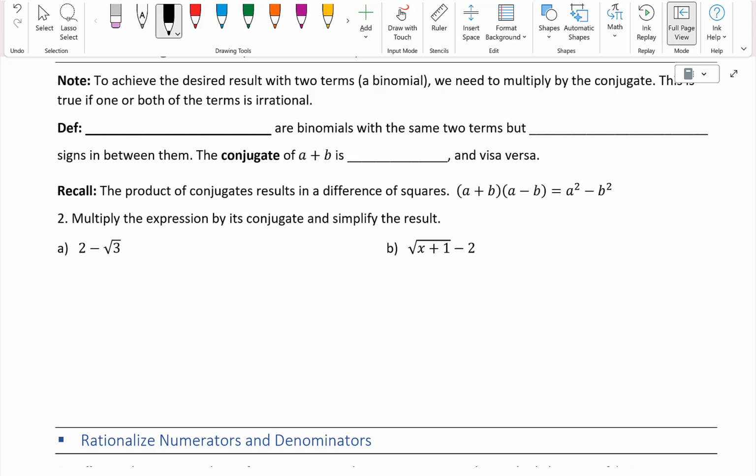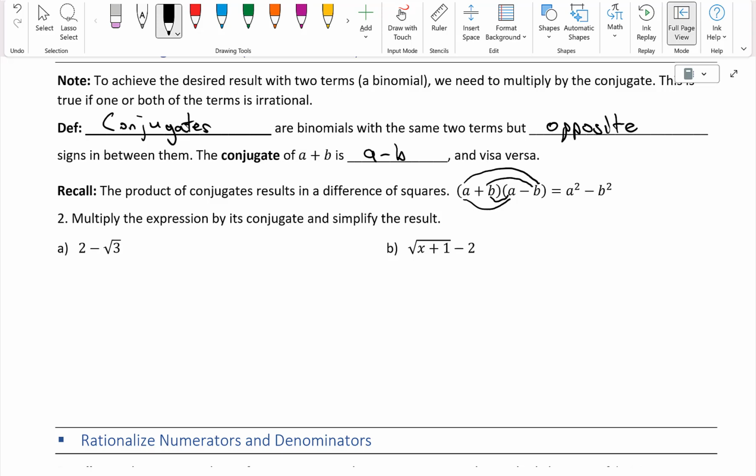So definition here, we have conjugates. Conjugates are binomials with the same 2 terms, but opposite signs in between them. So the conjugate of a plus b is a minus b, and vice versa. Recall the product of conjugates results in a difference of squares. This a plus b times a minus b, which we looked at in that factoring video, gives us a squared minus b squared. The ab from the inner terms and the minus ab from the outer terms would go to 0 and leave us just with the a times a and b times minus b, so the a squared minus b squared.